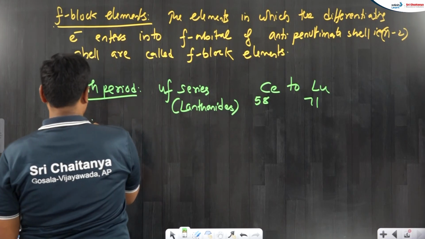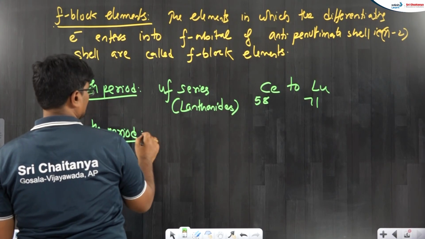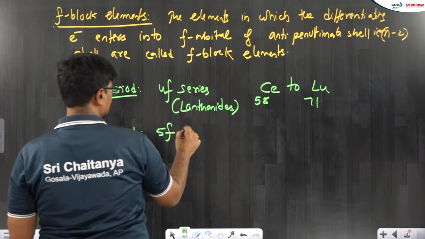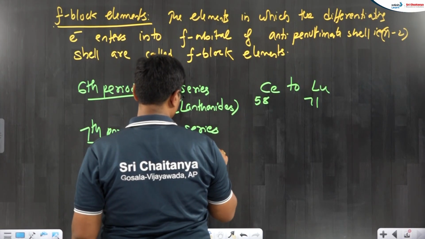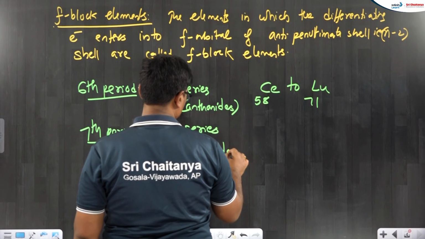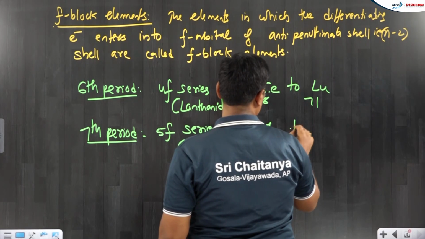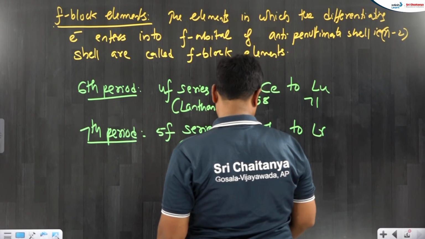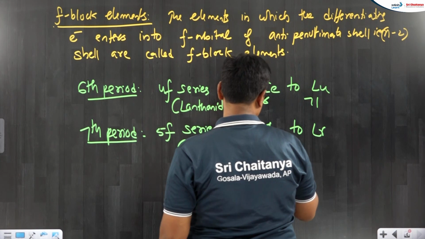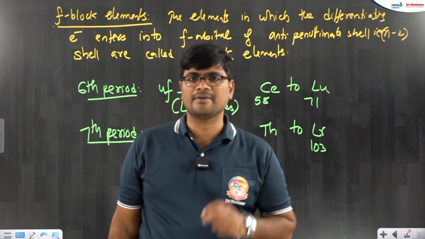And then in the seventh period, 5f series elements. They are also called actinoids, and they are from thorium to lawrencium, 90 to 103. So these are the f block elements.